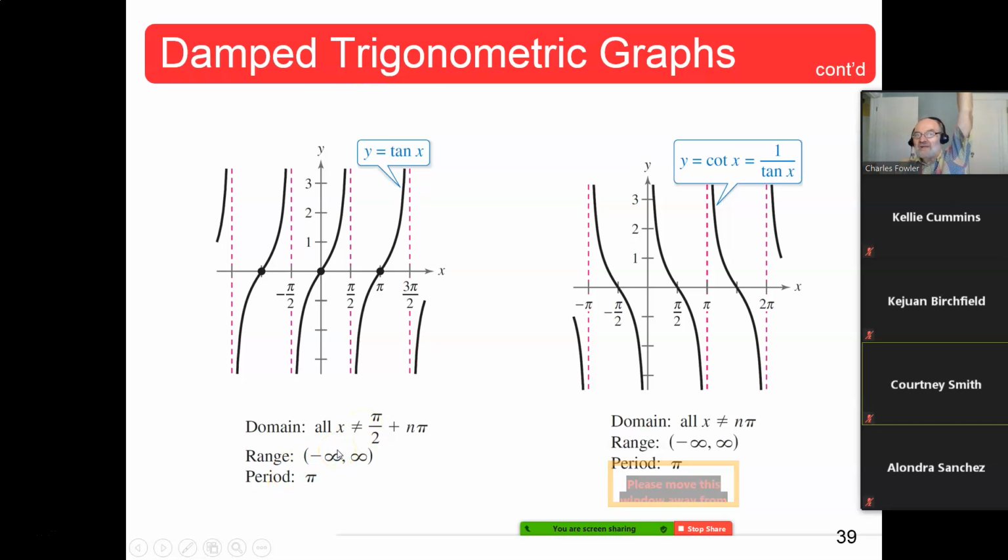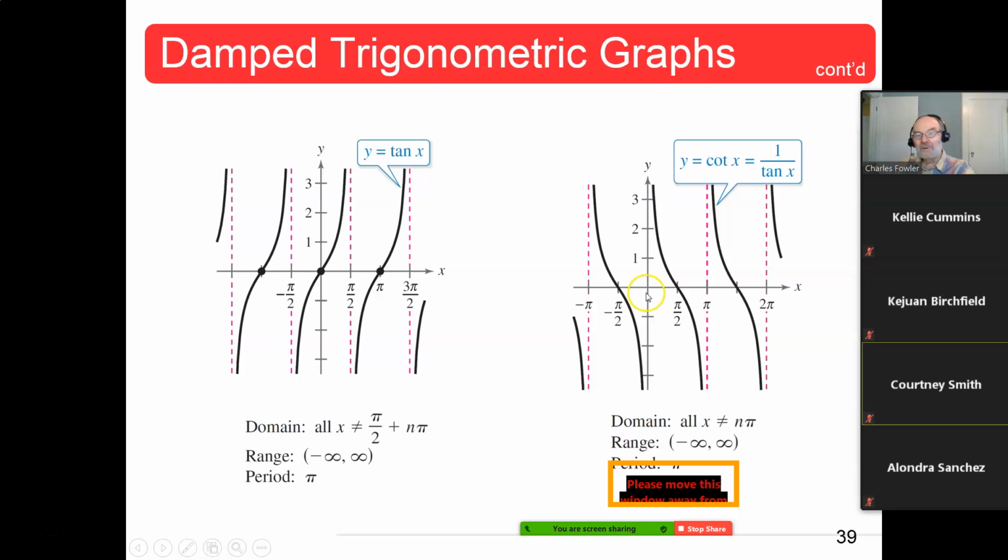Domain all real numbers except your half pi's, because that's where cosine is 0. Range negative infinity to positive infinity. It has no limit on the range. Period is pi. Tangent and cotangent are the only two with periods of pi. Now, cotangent has, because it's cosine over sine, anywhere where sine has a 0 a vertical asymptote.